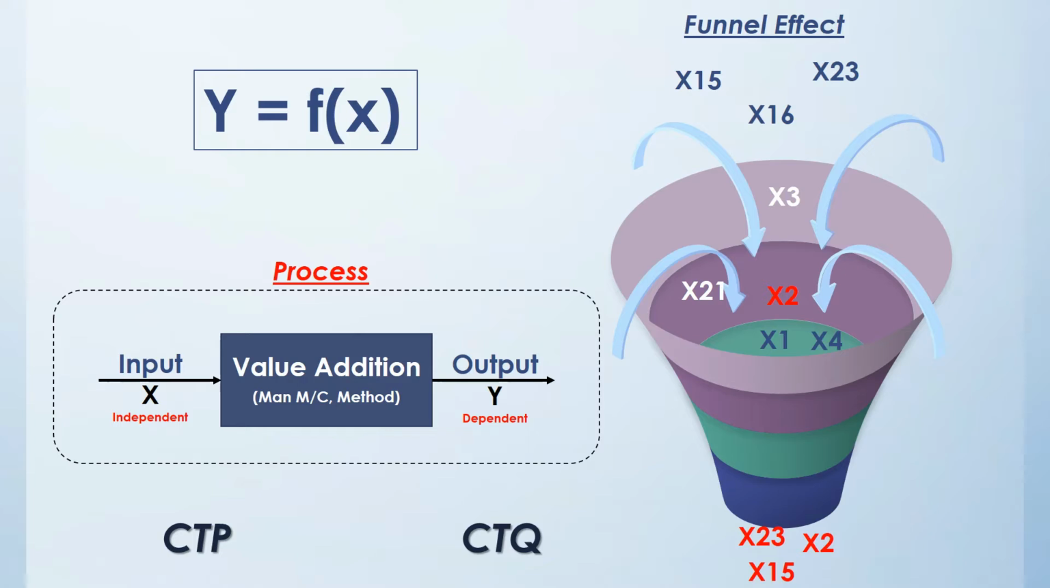So in the funneling effect, we just keep filtering the excess x. The critical x's are taken further for analysis and improvement. In this process, we categorize critical to process as well as critical to quality. Critical to process is to control the process variation, and critical to quality is to control customer performance parameters.